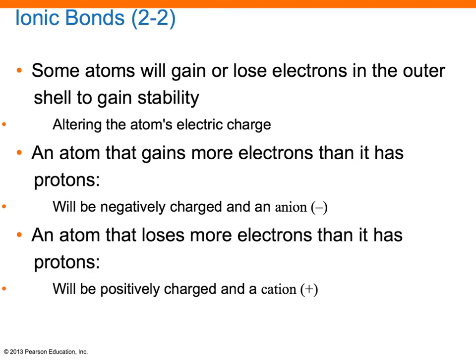An ionic bond is a unique bond. Some atoms will gain or lose electrons in the outer shell to gain stability. This will alter the atom's electrical charge. An atom that gains more electrons than it has protons will be negatively charged and is called an anion. An atom that loses more electrons than it has protons will be positively charged and is called a cation. Make sure you know that.